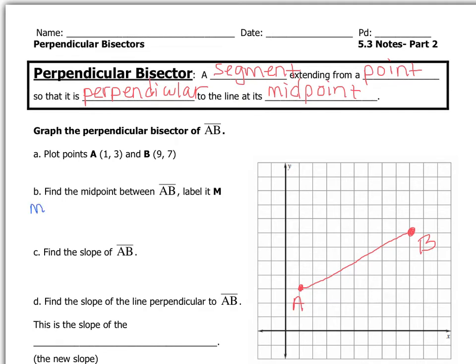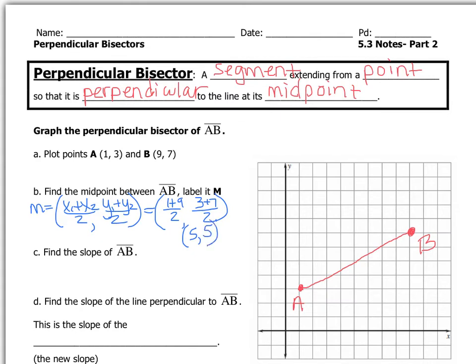So remember the midpoint formula is you add the x's in your ordered pairs and divide by 2 and add your y's in your ordered pair and divide by 2. So we're going to have 1 plus 9 divided by 2 and 3 plus 7 divided by 2. 1 plus 9 is 10. 10 divided by 2 is 5. 3 plus 7 is 10. Divided by 2 is 5. So our midpoint M is at 5, 5. Let's graph it. Right there. And that's going to be M.